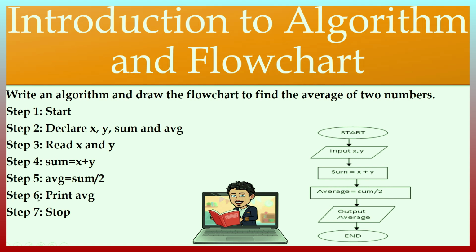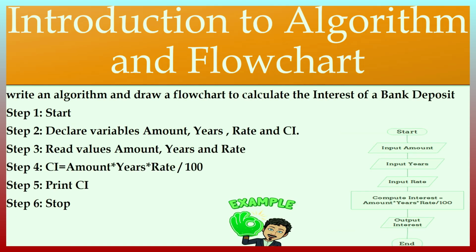Step 6, print. For read and print you want to use a parallelogram, see, and here we used output average. And last step is stop. Start and stop, you want to use the same symbol. So the next example is: write an algorithm and draw a flowchart to calculate the interest of a bank deposit.